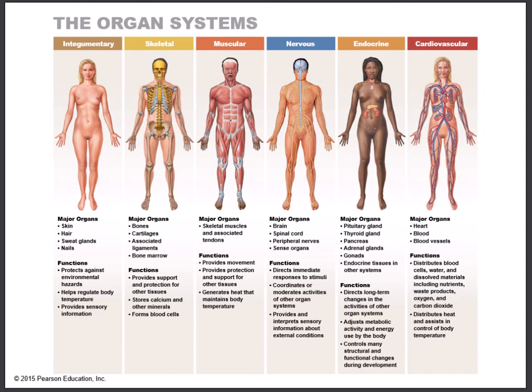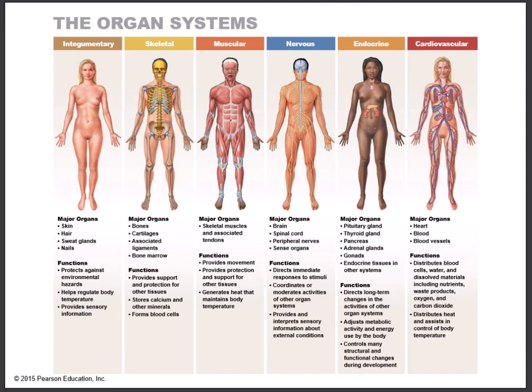We have hormones that adjust metabolic activity, how fast your chemical reactions take place, and it controls even reproduction. If you think of the female has the menstrual cycle, the ovarian cycle, males produce testosterone. Without those hormones, we would not be able to reproduce.